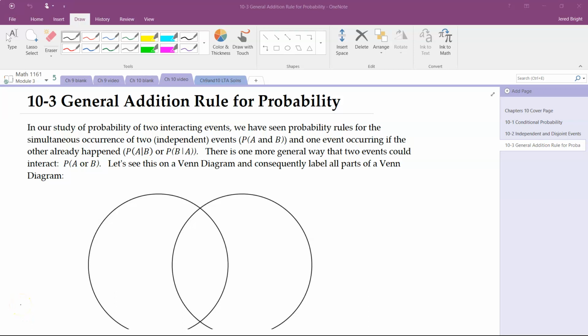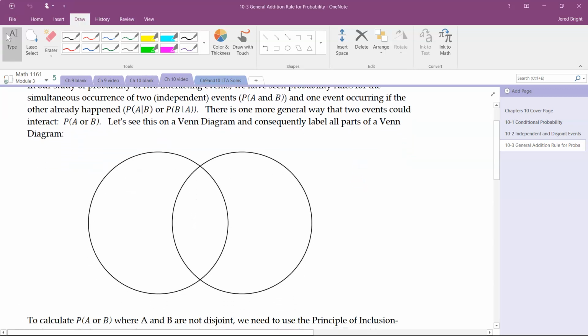In our study of the relationship between two events and their associated probabilities, we've seen their simultaneous occurrence, P of A and B. We've seen the conditional probabilities. There's one more that we can talk about, and that's P of A or B. The idea is that if we have two events, A and B, I want to know the probability of either one of them occurring.